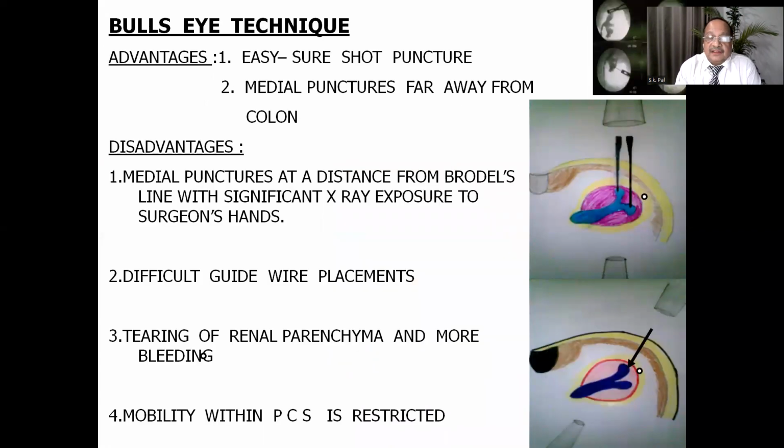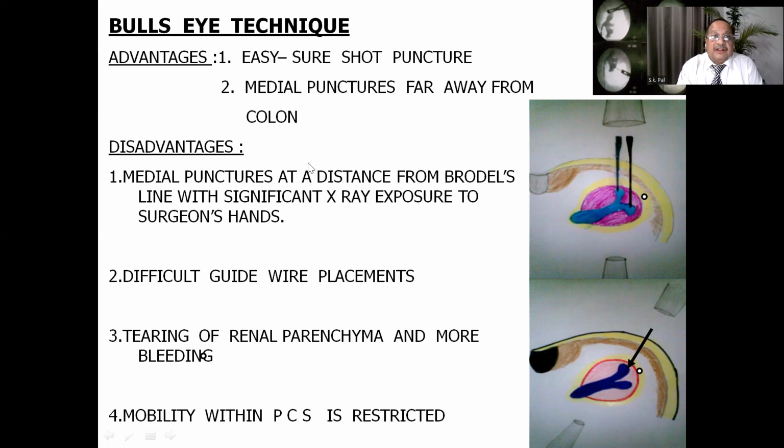So bullseye technique is an easy technique. It's a sure shot technique. The only thing is, you have to maintain your needle tip and needle hub in the same straight line. Go deep, and you will certainly reach the target. These are medial punctures far away from the colon, so colonic injuries are less common. When you puncture the posterior calyx, your guide wire will go in easily, but if you puncture the anterior calyx in this bullseye 0 degree, then your guide wire may hit the opposite wall. Only a hydrophilic Terumo guide wire may find its path, otherwise guide wire placement will be very difficult in these cases.